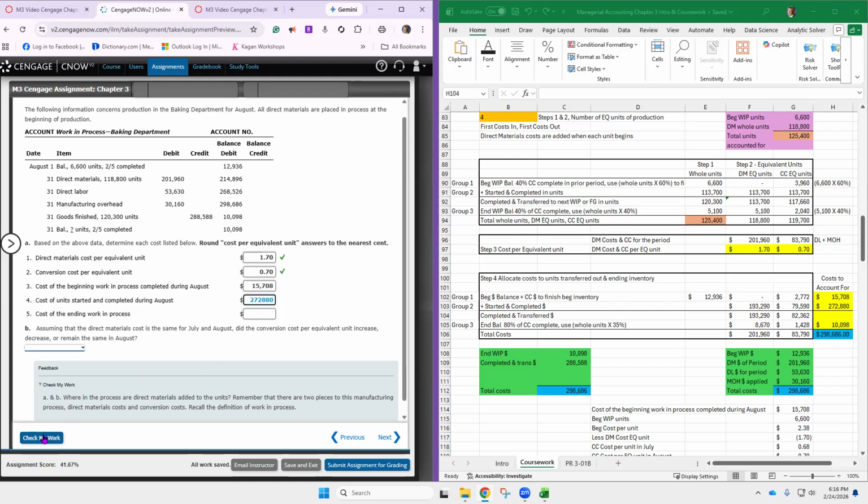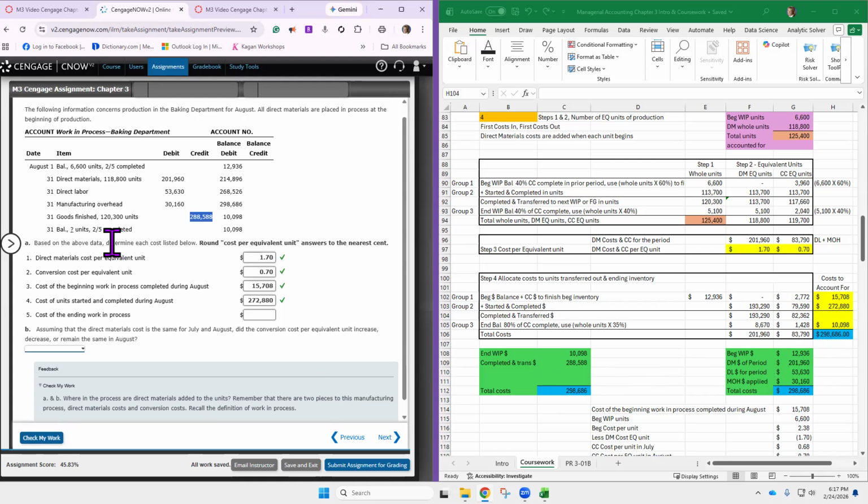Okay, 272,880. That's good. All right, then we have one more piece. If they asked us how much costs were credited to this inventory account and debited to either the next process or finished goods, you can see it right here. Here's how much money was credited when those goods moved. I don't necessarily need to add those.